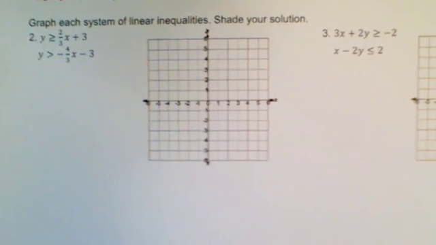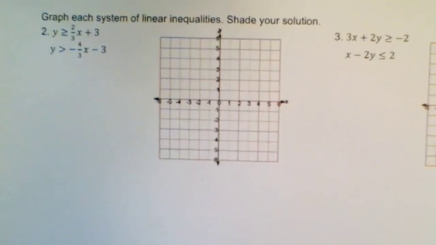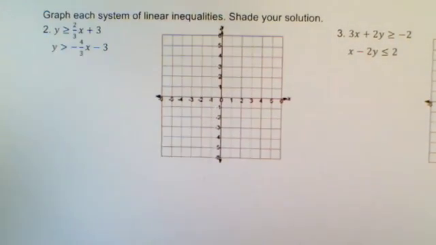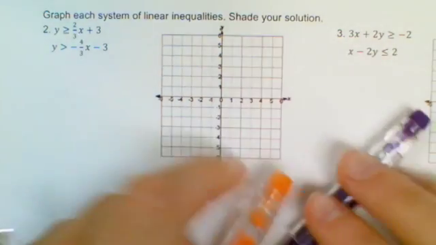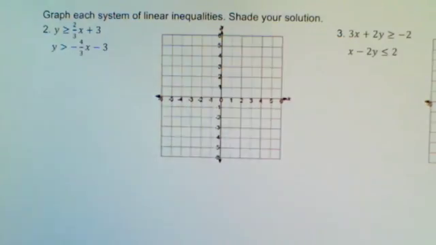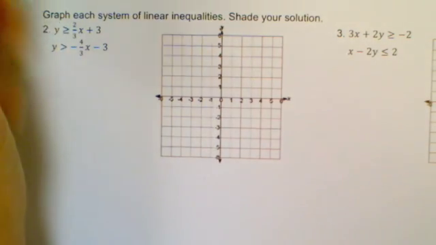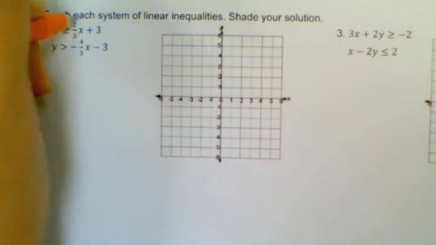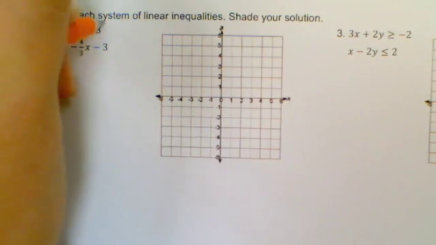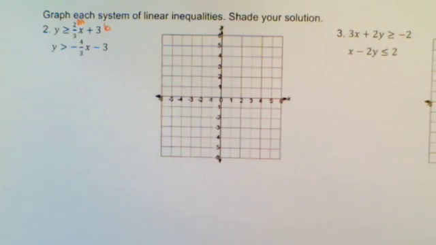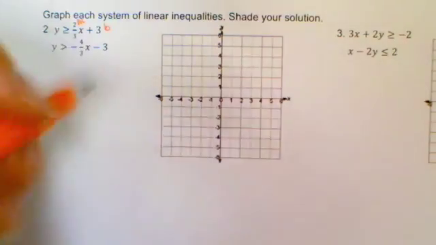Next it says graph each system of linear inequalities and shade your solution. So we're going to pull out the Clemson Tiger colors here. We got some orange and purple. All right, I'm going to use orange for this first equation. So my m value is 2/3 and my b value is 3. Let's go ahead and graph that line first.